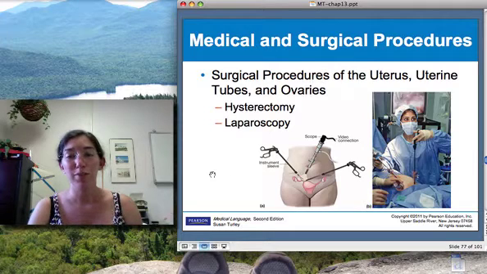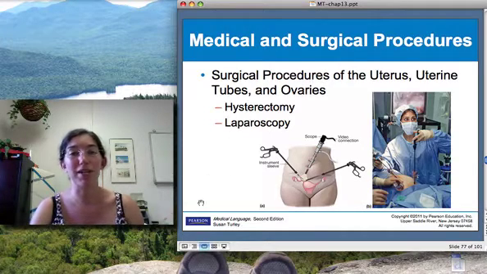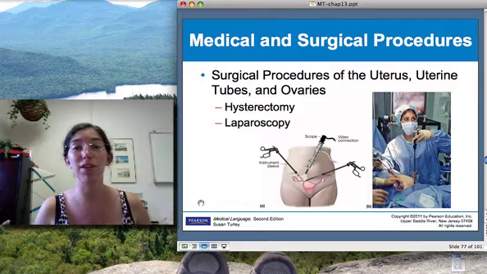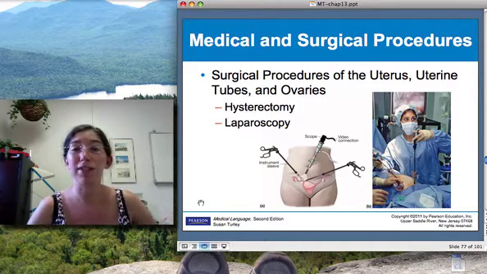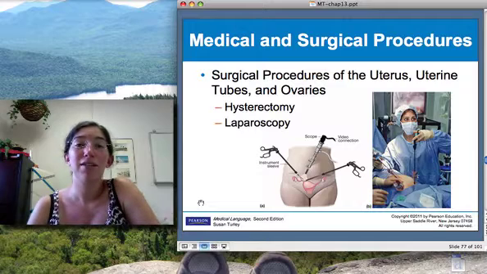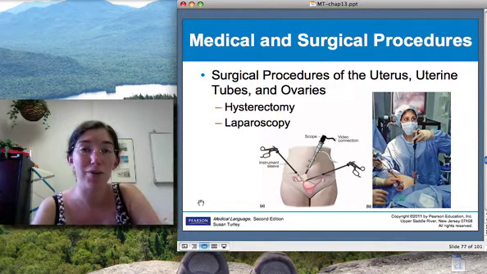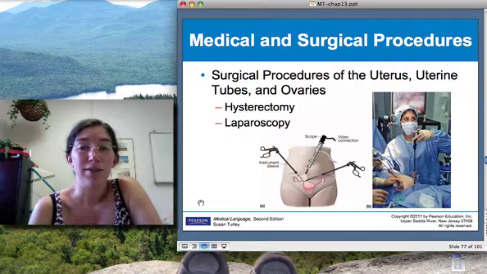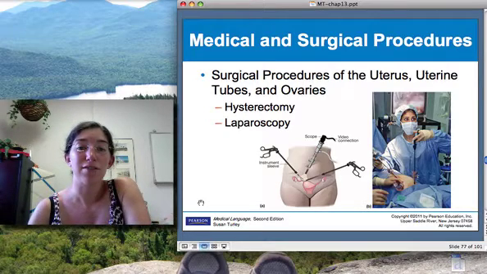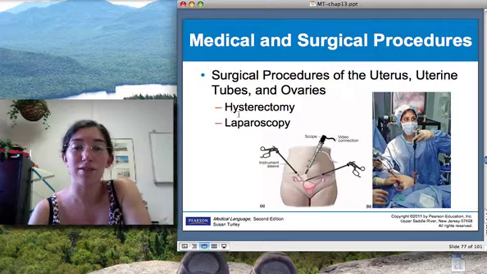Some other surgical procedures: a hysterectomy, the surgical removal of the uterus. This can be due to some kind of uterine cancer. It can be a form of permanent contraception. It can be done because of severe endometriosis. There's a lot of reasons to have a hysterectomy.